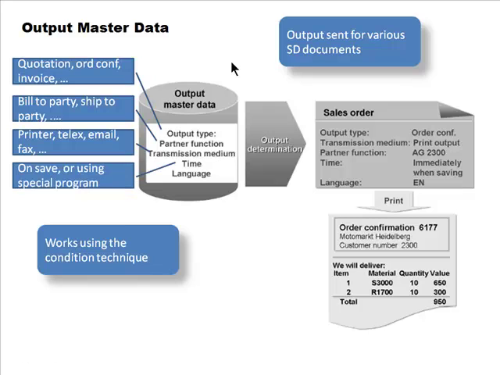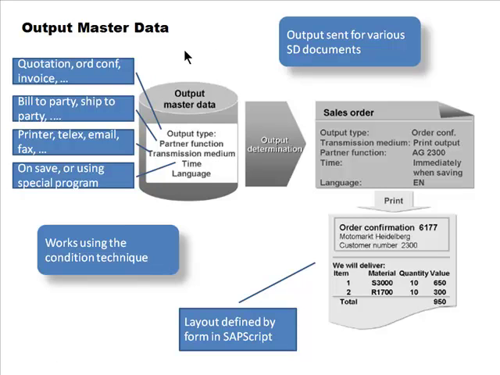Okay. Time, that is, at what time should this output occur? At the time you save the document, or in some other specially determined time? You might have a batch run in which you do this, or you manually kick it off, whatever it is. And of course, the language itself. So based on all these conditions, the system determines exactly what to do with that document, how to communicate that document to the intended party. So that's where the output master data comes into play in how exactly the information is communicated.